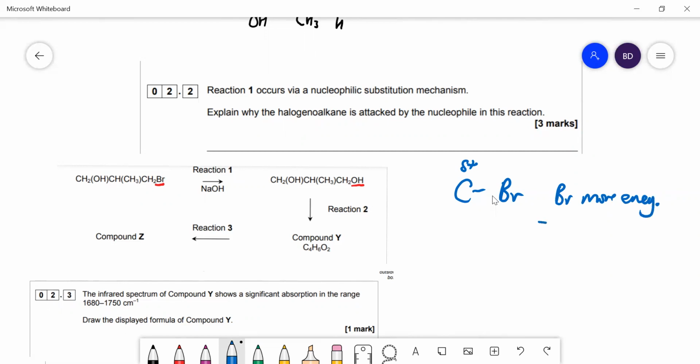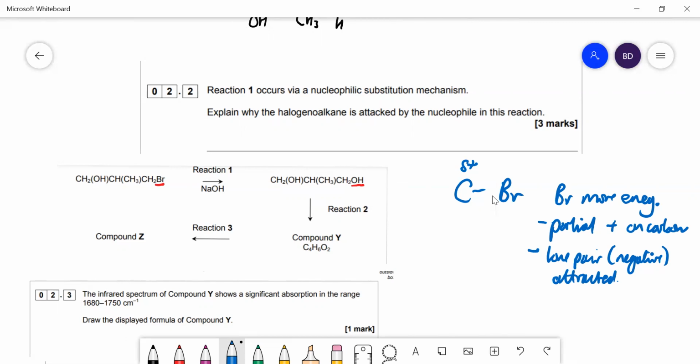So that causes a partial charge on the carbon, partial positive on the carbon. Draw it as delta positive. And that means the lone pair on the nucleophile is negatively charged, is attracted to this carbon. There's your 3 marks there. Okay, right.